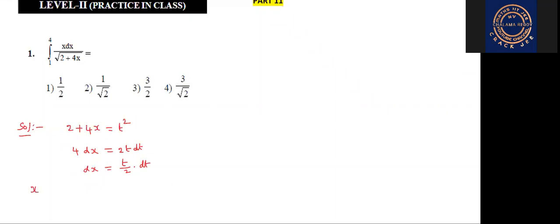If x is equal to 1, then what is the t value? T means under root 2 plus 4 into 1, that is root 6. If x is equal to 4, then what is the t value? T is equal to under root 2 plus 16, that is root 18. These are the limits. Now substitute these values in the question.